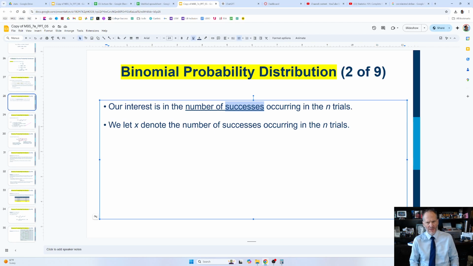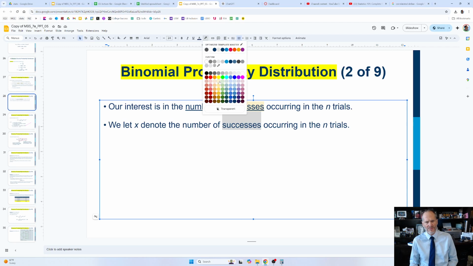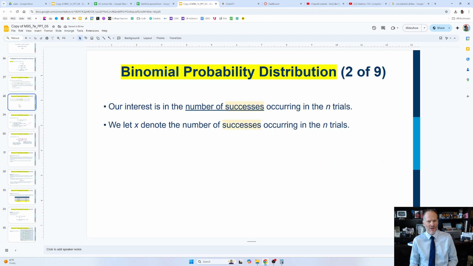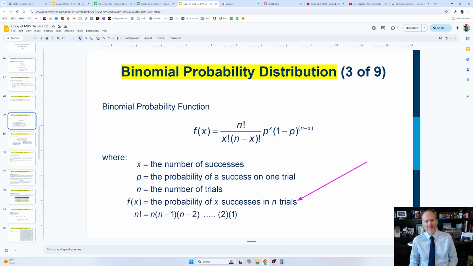Here, just to keep things consistent with the previous slide, I might do this. Successes, because nomial is a name, and there are two names, success and failure. We did this kind of notation here, and now we're doing this just to emphasize this is about successes. So here's a binomial probability function, and we're looking for the probability of x successes in n trials, where n is the number of trials, x is the number of successes, and p is the probability of a success in one trial.